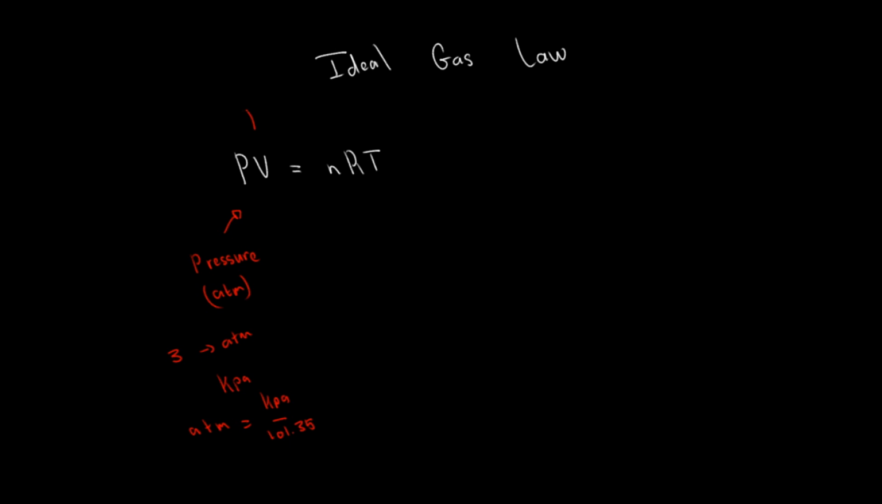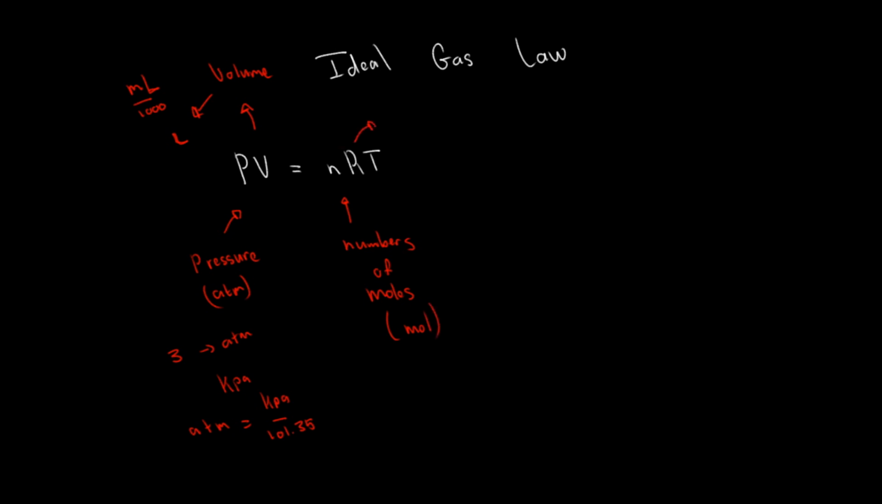What about V? Well, V is volume. The unit of measurement is usually L. Sometimes, however, you might be given milliliters, so you just divide by 1,000. Very simple. What about n? Well, n is the number of moles, and it has the unit mole.